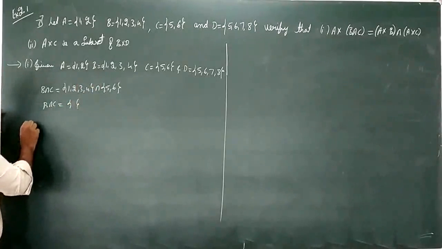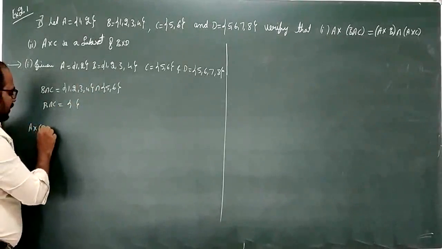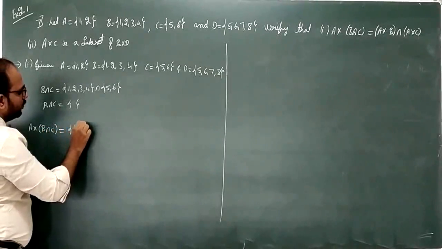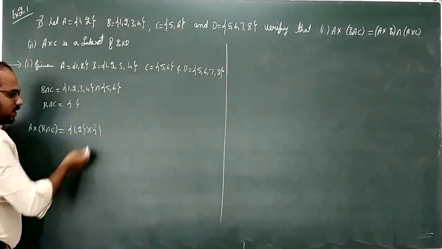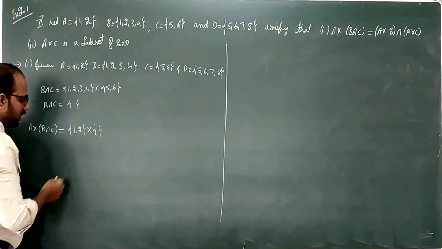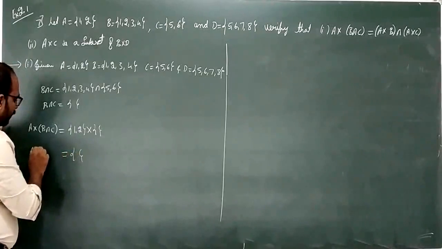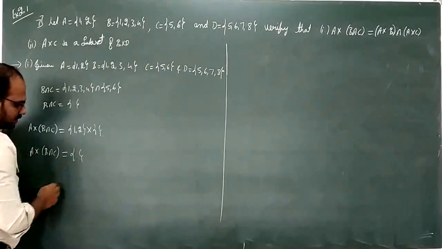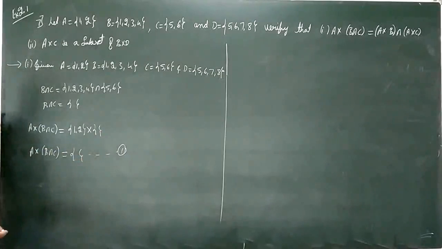Then the Cartesian product of set A and B intersection C, that is set A is 1 2, Cartesian product of null. Therefore there is no element here to write ordered pairs, therefore it is null set. Cartesian product of A and B intersection C is equal to null set. This is called equation 1. Now equation 2.